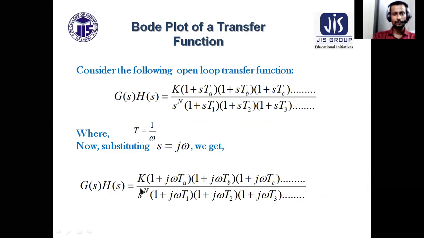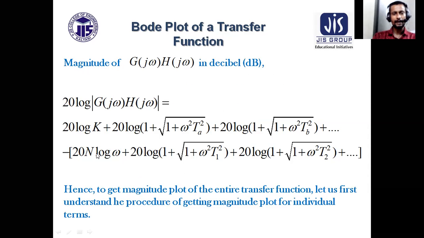So magnitude of j omega to the power n will be omega to the power n, that is, in dB it will be 20n log omega. Similarly, the rest of the part will be the same as before. So to get the magnitude plot, first we have to get the expression for magnitude in decibel.